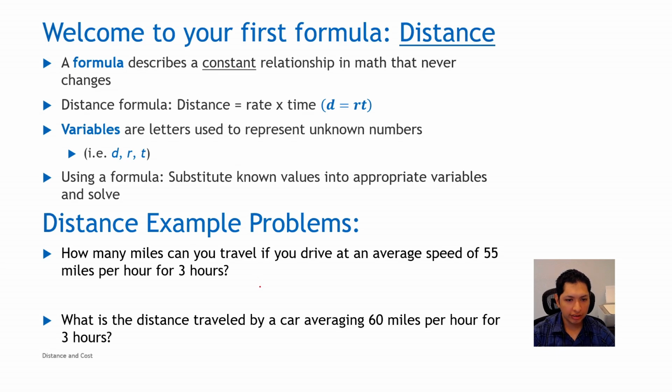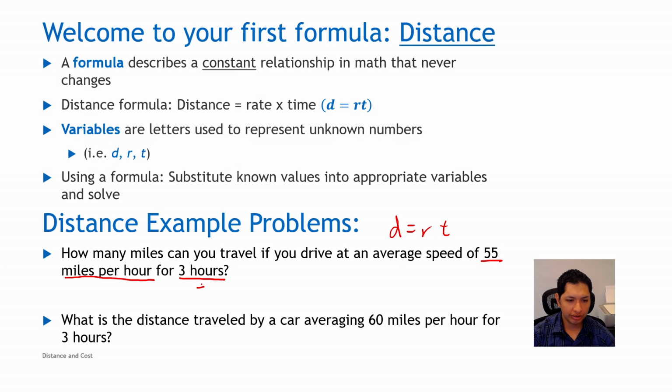So distance example problems. Number 1, how many miles can you travel if you drive at an average speed of 55 miles per hour for 3 hours? So again, the distance formula is d is equal to rt, and I have 2 pieces of information. I have that the average speed is 55 miles per hour, and I drove for 3 hours.